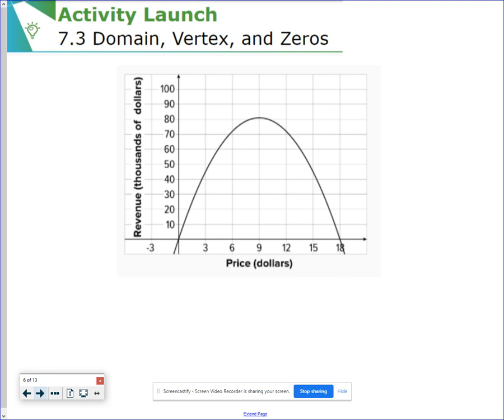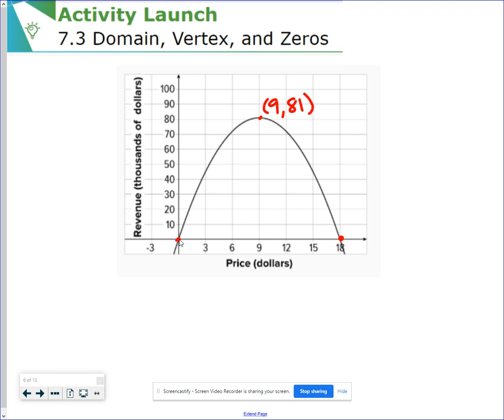Okay, so this is what that graph looked like, just spread out a little bit better, but this is actually labeling. So we had $0 for the price of zero. If the price was $18, we would have $0 of profit. And if it was at $9, that's where we get up to this maximum. Remember, we said that was going to be at 81, and you can see it's just barely over 80.